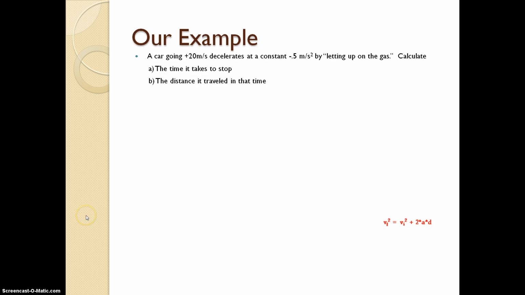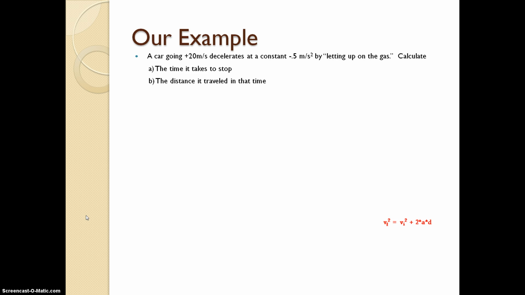Here's our example. Ooh, that should be hidden, but I don't care. A car is going 20 meters per second, and it decelerates at a constant negative 0.5 meters per second squared by letting up the gas. Calculate these 2 things. Pause, write this entirely down, and once you're all done, press play again.